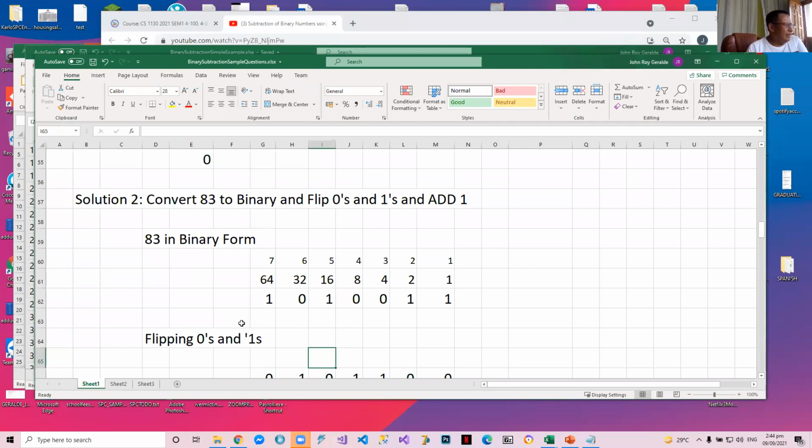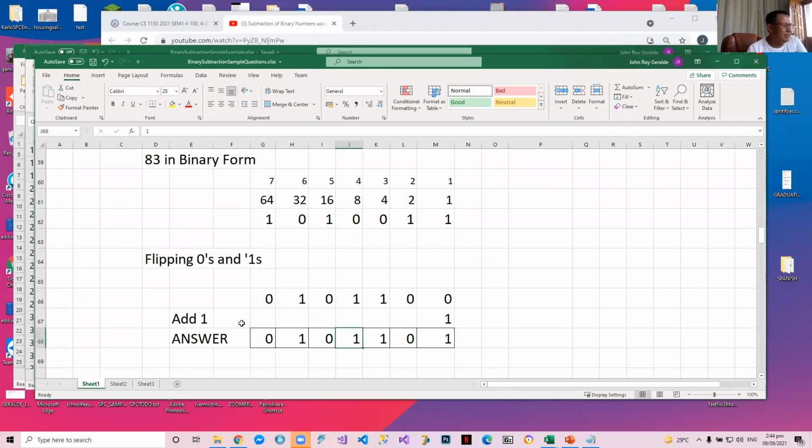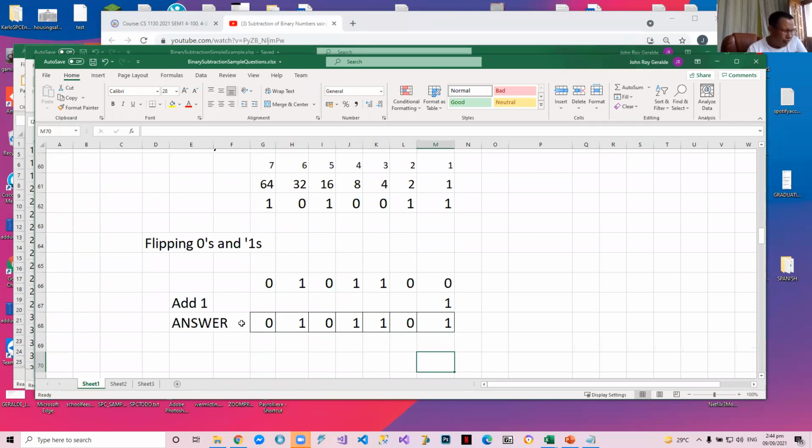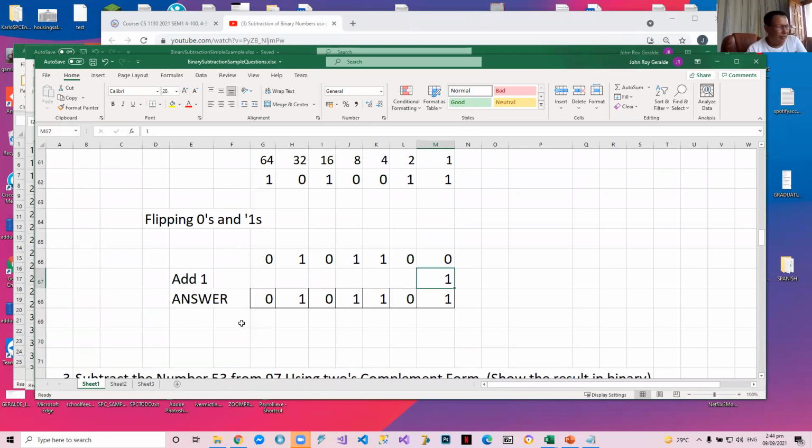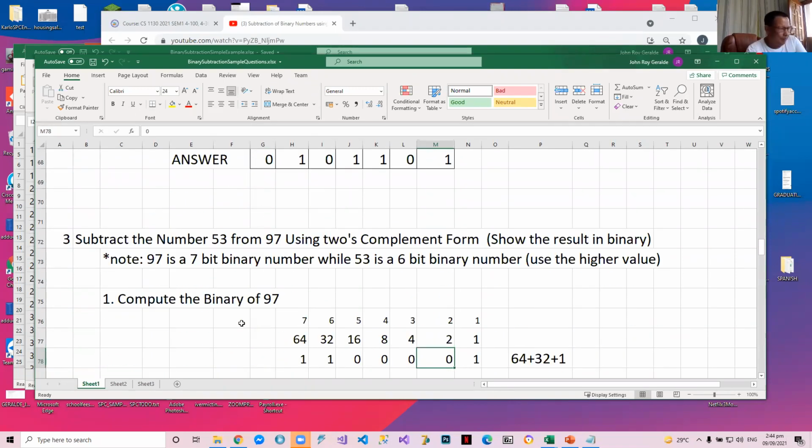Convert 83 to binary. That's another way. Okay? So this is 83 in binary. Flipping zeros and ones, and then we add 1. If you convert this, it is still 45. Okay, it's already there, no?